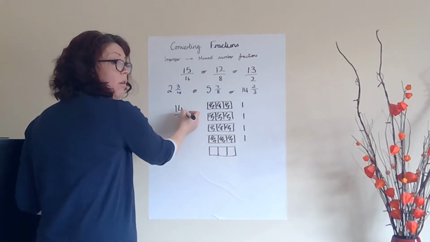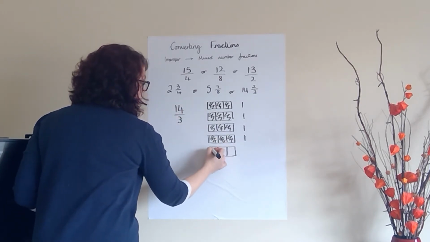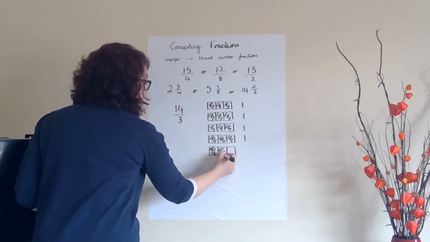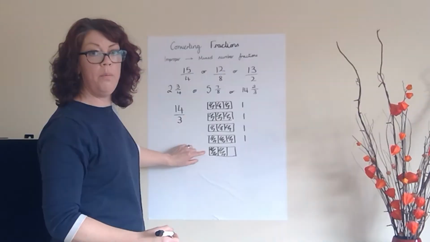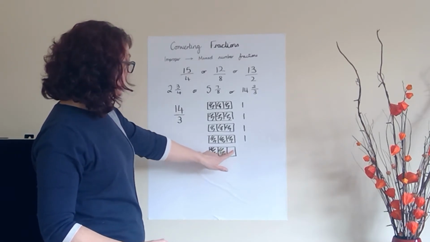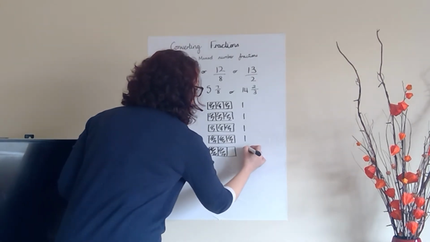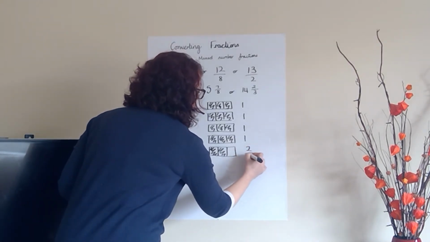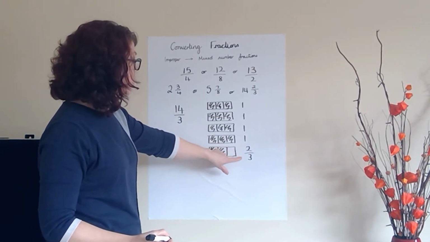I know that I want 14 parts coloured in. So I've got 12, 13, 14. So when I get to this last one, I don't have a whole bar coloured in. I've got a fraction coloured in, and 2 out of my 3 equal parts are shaded. So I would write that as 2 out of my 3 are shaded in. So I've got 2 thirds.